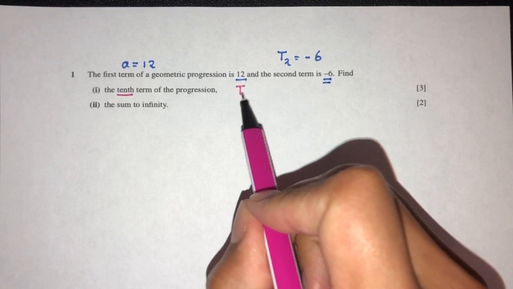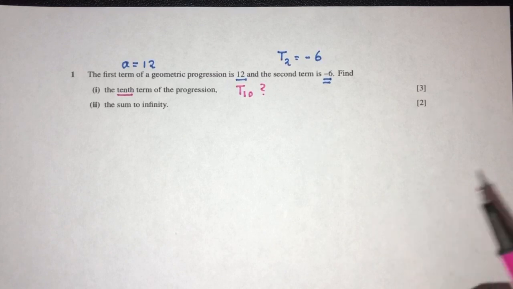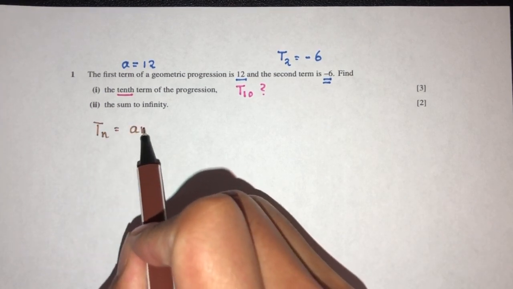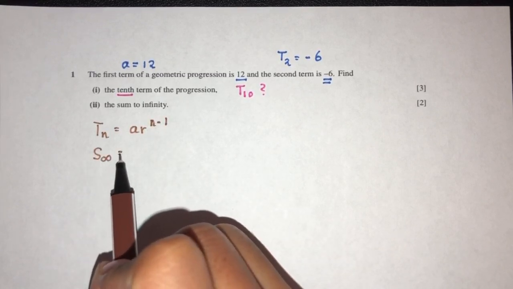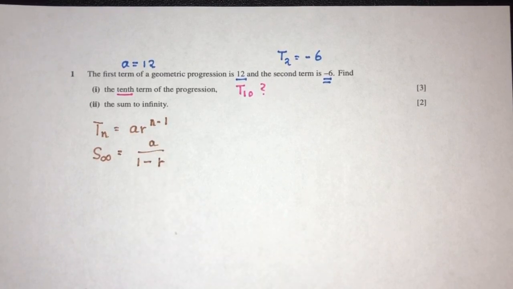So 10th term, T of 10. Okay, so now we understand this one is a GP. So the first thing we can do is first write down the formulas we know for this kind of progression. So we know that the nth term is going to be a r to the n minus 1. Sum to infinity will be what? A over 1 minus r. Now, those two are given to you, by the way, so you don't need to memorize them. However, I think it's best to memorize them because you won't waste time looking for them in your list.